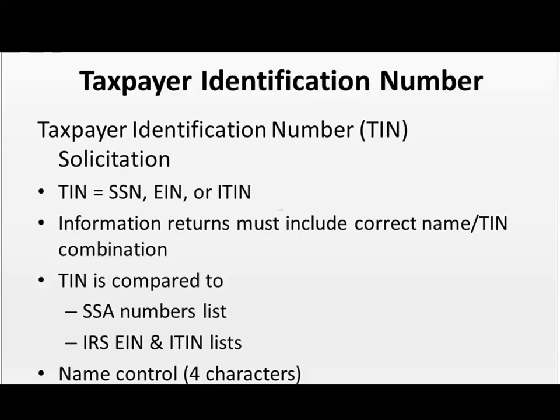The information returns must include the correct name and taxpayer identification number combination. The TIN is compared at the IRS to the Social Security Administration's numbers list that it provides to the IRS, as well as the IRS employer identification number and ITIN lists. There's some opportunity for false positives and false negatives in the way they do this because they use a name control that is only 4 characters long. We'll talk about that in just a second. But it's compared to those lists.